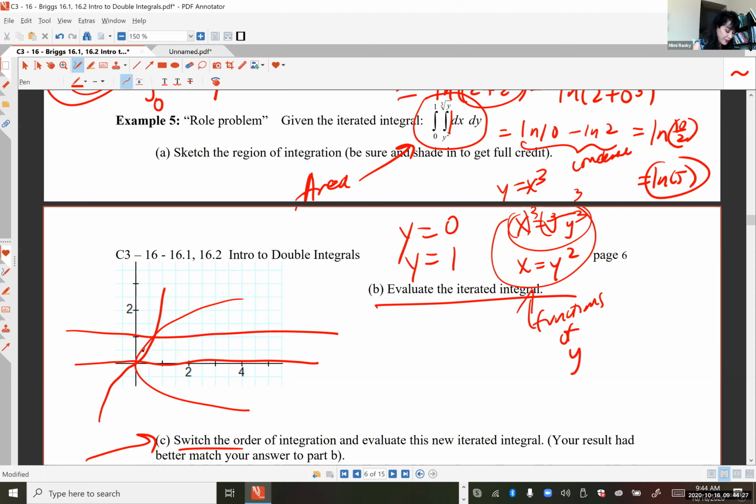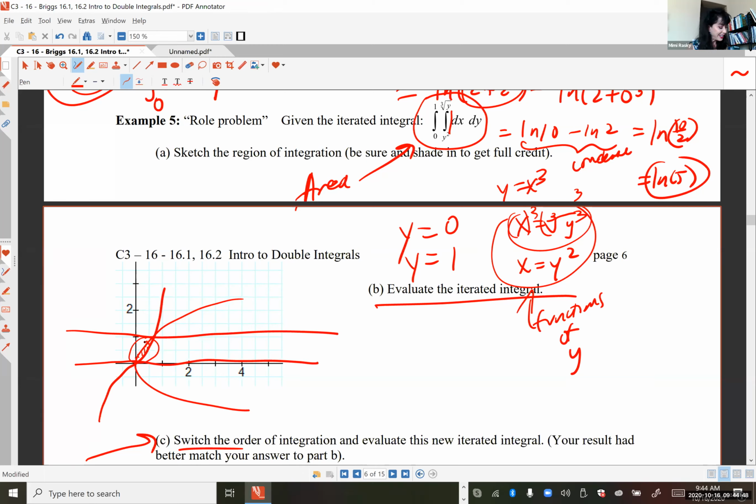This little sliver, unless you zoom in, is so tiny you might even miss it. Your eyeballs will go, I don't see anything to shade in. Yeah, you are. It's this little region right there. You're just using this integral to find the area of that little tiny region. Cute! So that's sketching the region of integration.